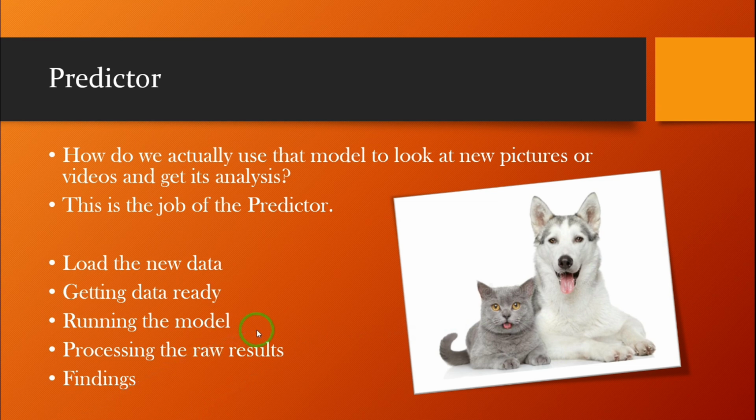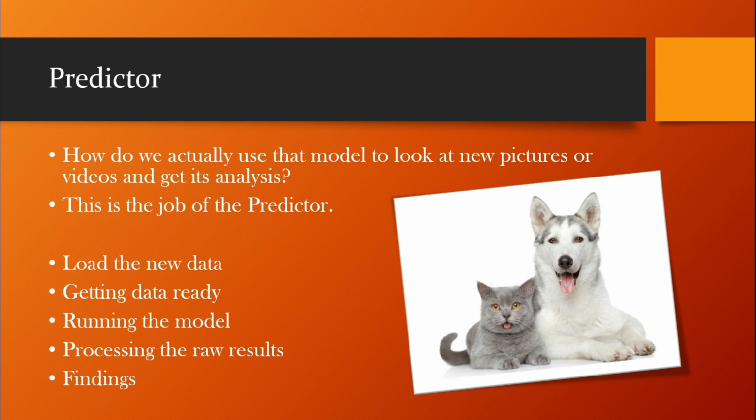Think of the predictor as the bridge between your trained model and the new data you want to analyze. It is an active engine that orchestrates the process. So first you are loading the new data, so reading images or video frames or even capturing from streams, for example real-time capturing. So getting the data ready, preparing the data in the format the model expects, like resizing, changing the pixel values or other.